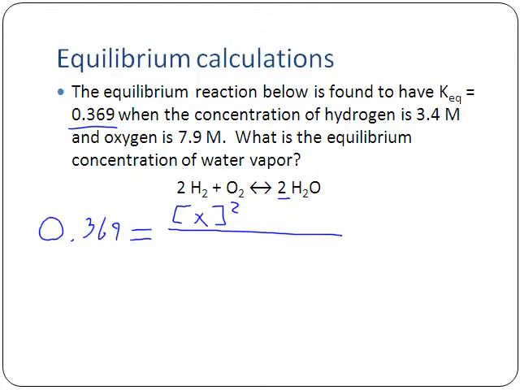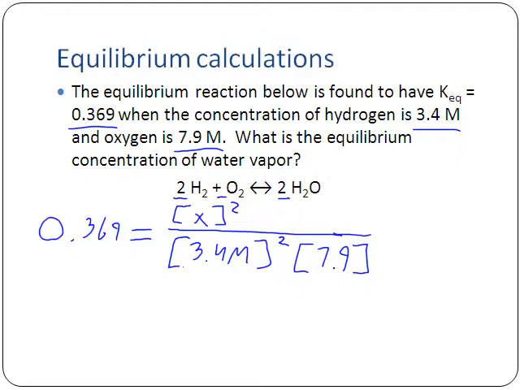On bottom, we're going to do the concentration of first the hydrogen. And so we know the hydrogen concentration is 3.4 molar. We already know what that is. Since hydrogen has a coefficient of 2, it's going to be squared. Then we have the oxygen, the other one that's on the left. The oxygen's concentration is 7.9 molar. And oxygen's coefficient is just 1, so we don't have to worry about that.